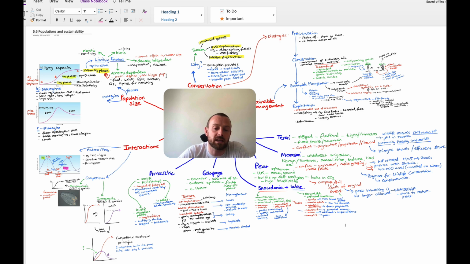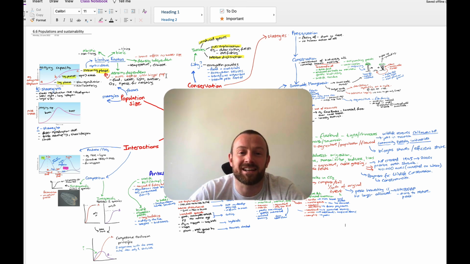And remember that when we're looking at case studies, it's not about knowing everything, it's about drawing out general principles which you can apply to different scenarios. Okay, so that's the end of the mind map.